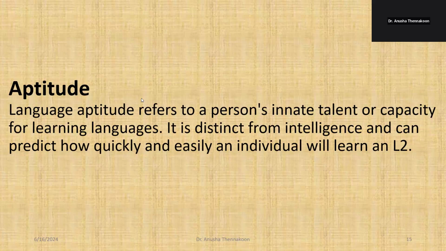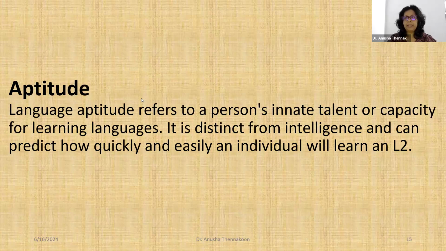This is a very common term that we all have heard, but understand properly what the meaning of aptitude is. Aptitude means a person's innate talent or capacity for learning a language. That is something that we get by birth. There are certain things that we get by birth. All do not have it, some have it. So there are some people who get an inborn talent or capacity for learning languages. And it's very nice actually, if you are a person with an aptitude.